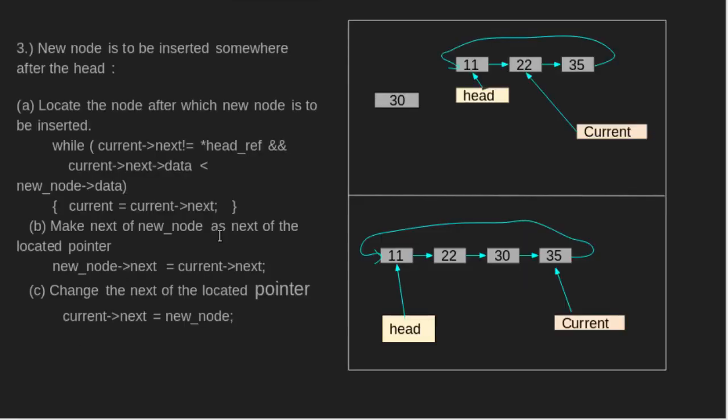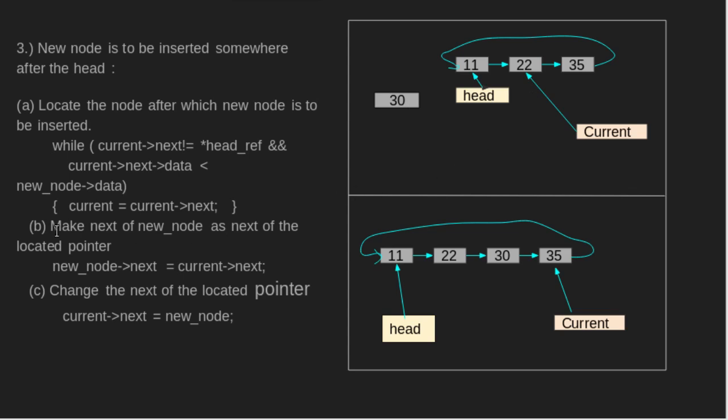Third case, new node is to be inserted somewhere after the head. For example, this is the circular linked list 11, 22, 35, and you have to insert 30. After insertion, your circular linked list should be 11, 22, 30, 35. First, you have to locate the node after which new node is to be inserted. For this, while current dot next not equal to head reference and current dot next dot data is less than new node dot data, current equal current dot next. So after this, current will be pointing to 22 because you have to insert 30 after 22.